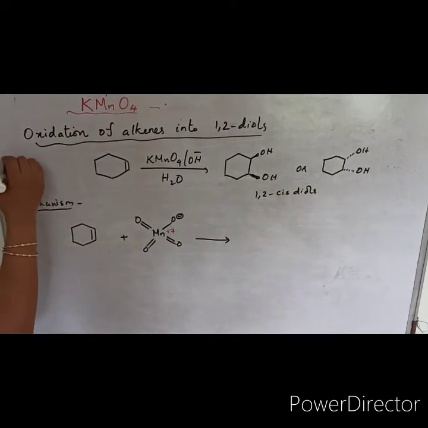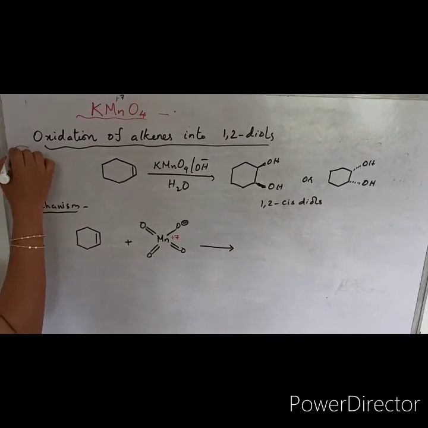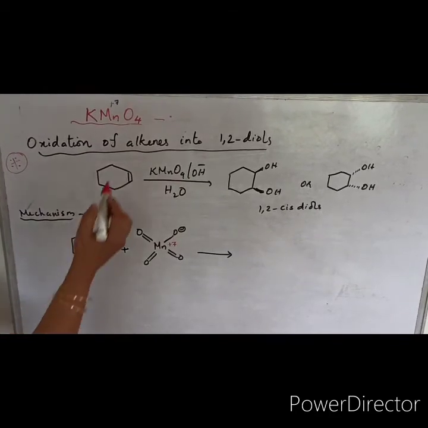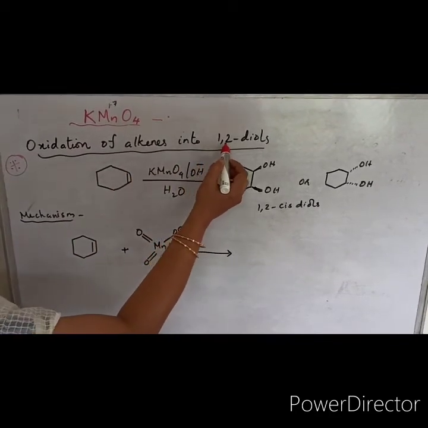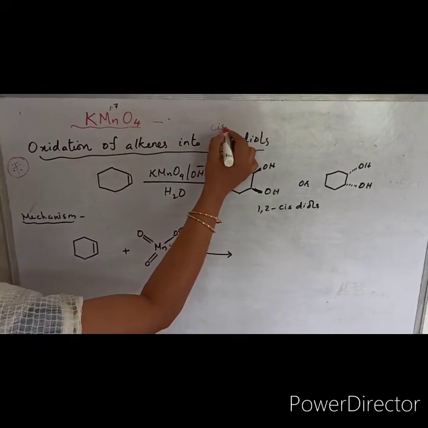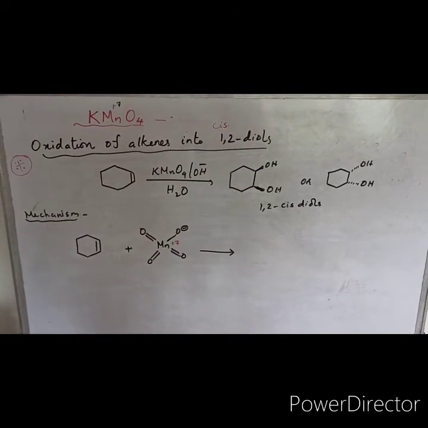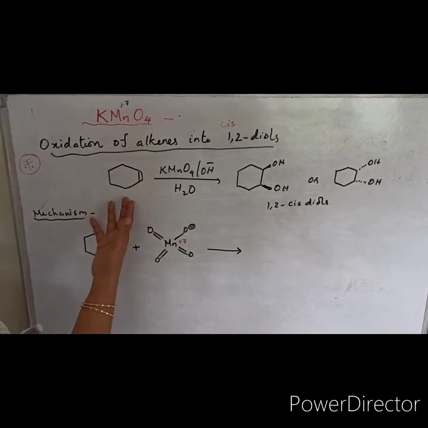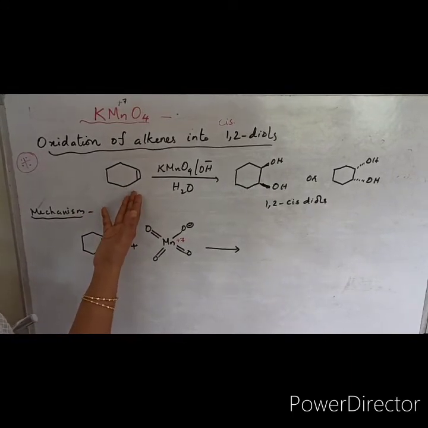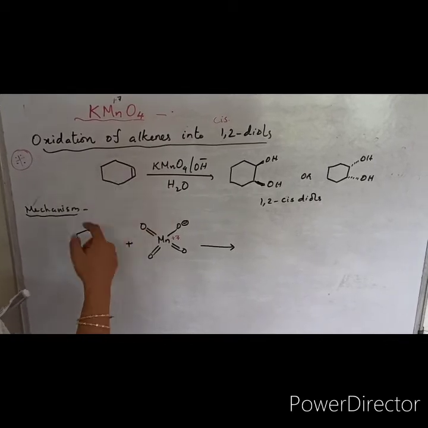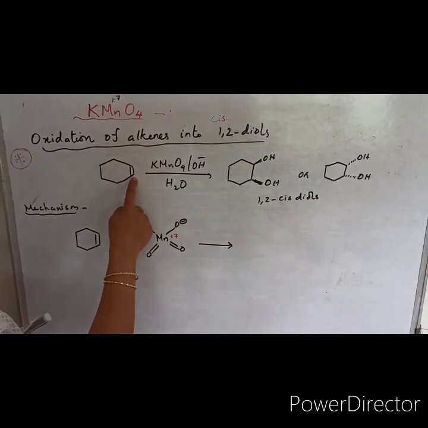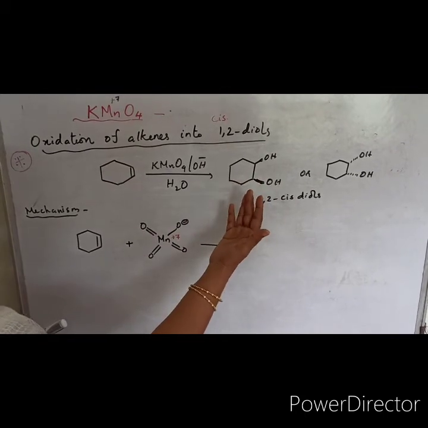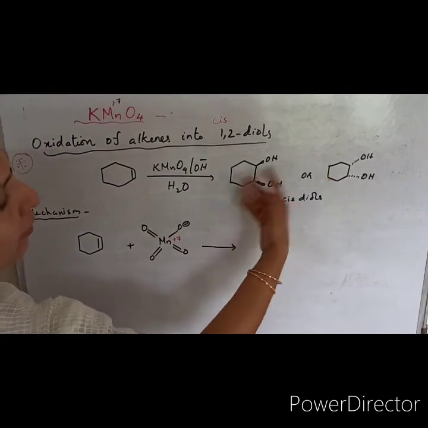Next is a very important application of potassium permanganate in basic conditions, which is that alkenes will be converted into 1,2-diols, that too cis 1,2-diols. Stereospecifically cis 1,2-diols are formed in this reaction. So let us take an example of cyclohexene. It will be oxidized to 1,2-diols in the first and second position. OH groups will be coming, either both on the beta face or both on the alpha face. Either way it can happen.